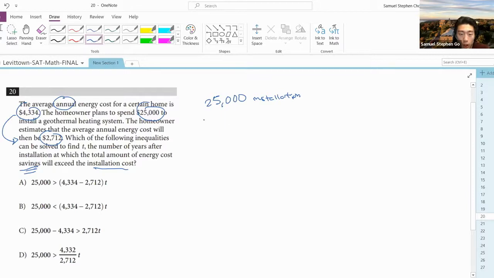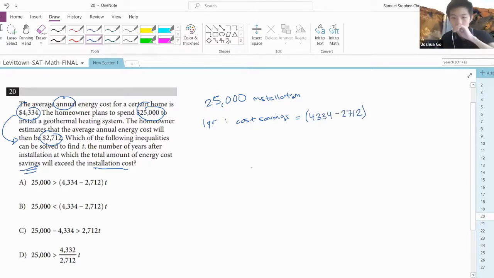So let's do 1 year, right? 1 year cost savings is 4,334 minus 2,712. I won't actually do that math because if you look at the answers, they don't simplify that answer. So let's just leave it as these raw numbers that we have. So this is 1 year of savings.